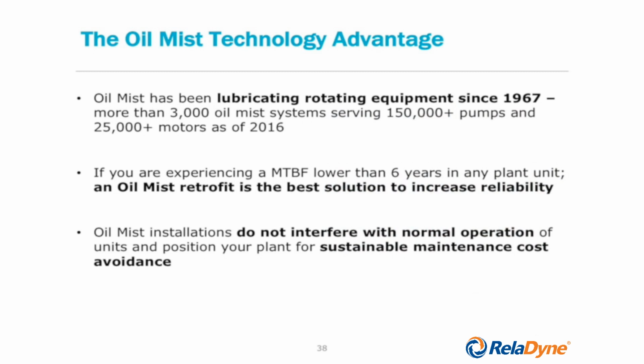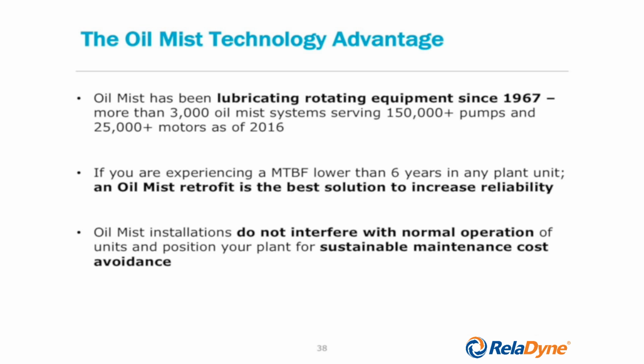Then we will summarize here in the remaining 2 slides what is really the oil mist technology advantage. Well, oil mist has been lubricating rotating equipment since at least 1967, in my own experience, certainly since 1967. And as of today, the year 2016, more than 3,000 oil mist systems are serving a total of 150,000 or more pumps, and perhaps in some cases small steam turbines, and at least 25,000 electric motors.